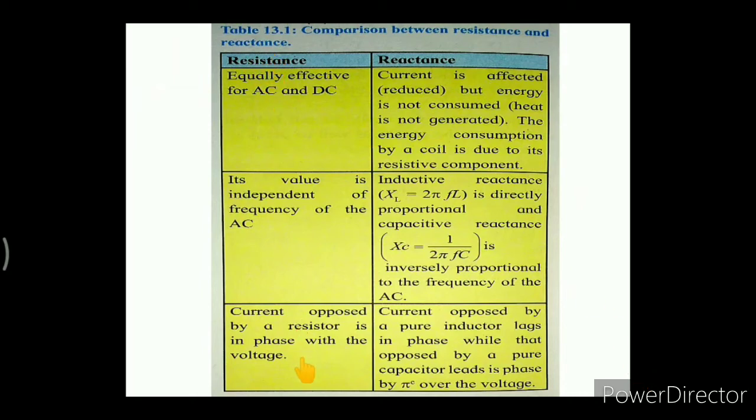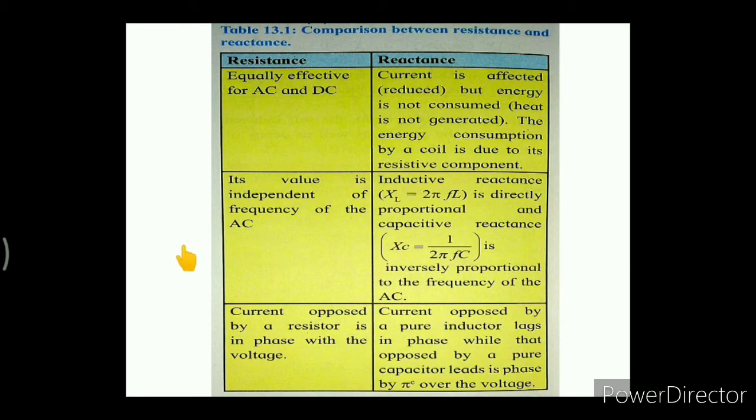One column is there for resistance, another is there for the reactance, that is inductive reactance and capacitive reactance. The resistance is equally effective for both AC and DC, where current is reduced, but energy is not consumed in the reactance, as heat is not generated in the inductor and capacitor. The energy consumption by a coil is due to its resistive component.